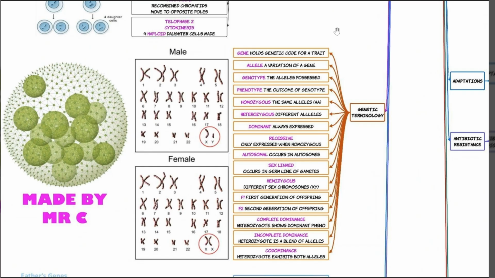Complete dominance is when the heterozygote, which is big A, little a, shows the dominant phenotype. In incomplete dominance, in the heterozygote, the individual is a blend of the alleles. Like when we cross a red flower with a white flower, we get pink flowers. And codominance is when, in the heterozygote, both of the alleles are expressed, and this is like a roan cow that has red and white splotches.